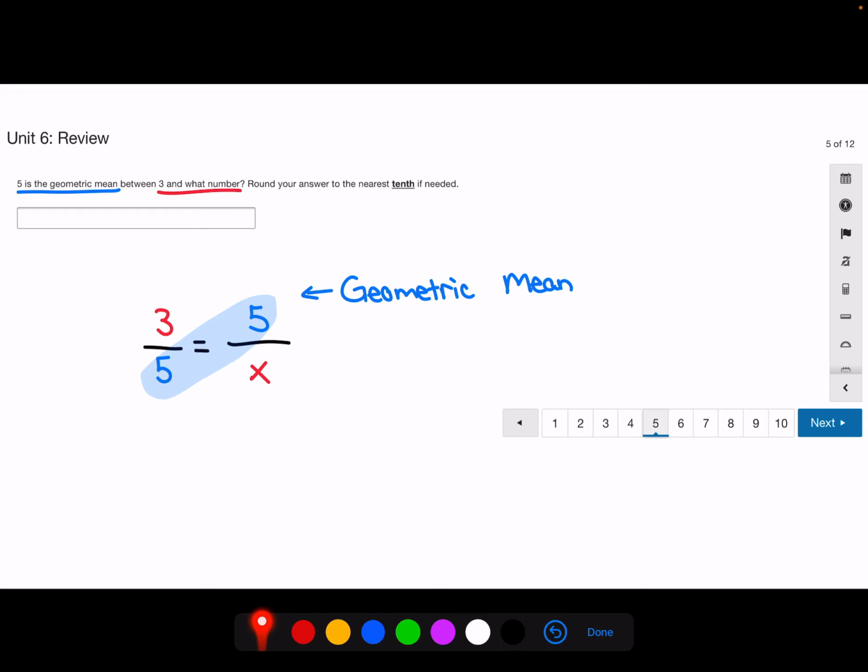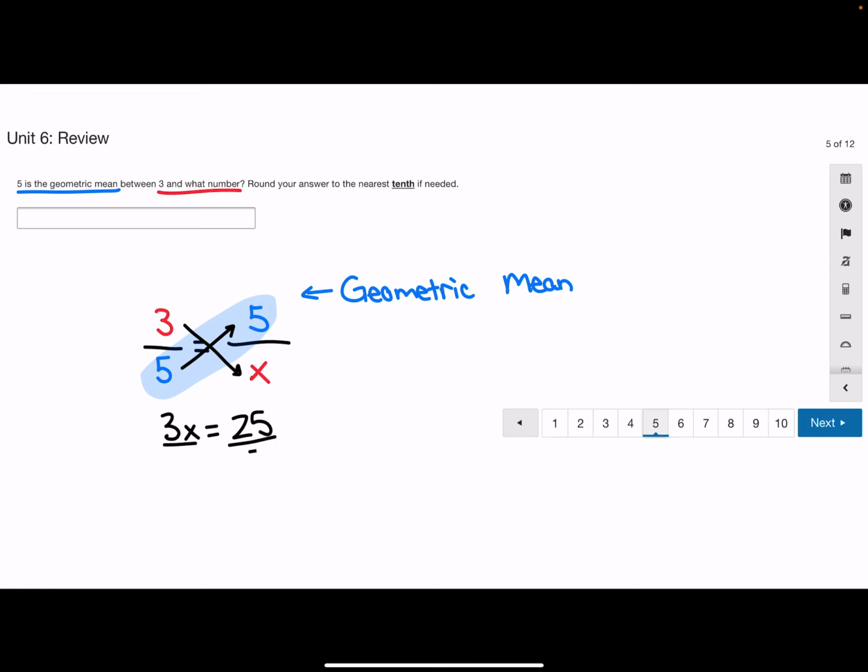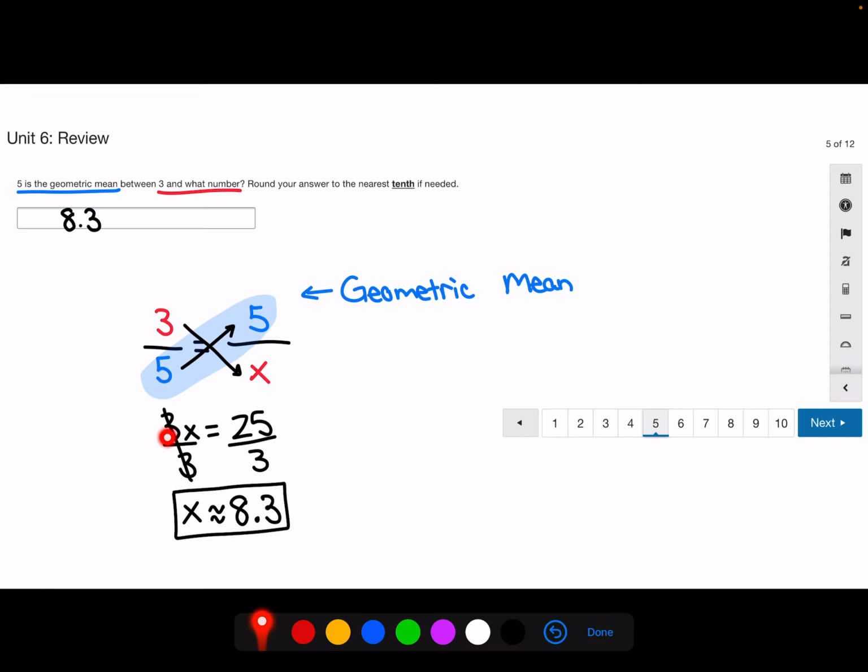From here, we can just go ahead and cross multiply and solve. 3 times x is 3x. 5 times 5 is 25, so 3x equals 25. Lastly, we just solve for x by dividing both sides by 3, leaving us with our final answer. x is about 8.3.